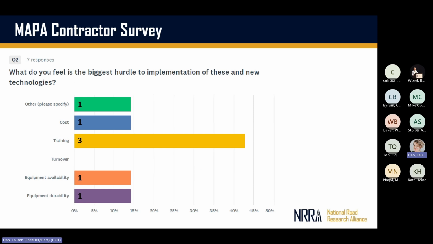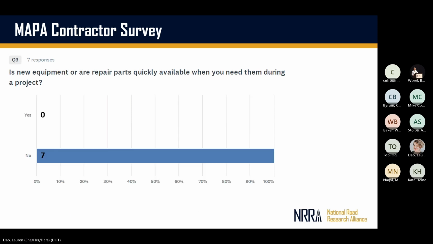Which do you feel is the biggest hurdle to implementation? This was sprinkled around, but like George said, training seems to be the biggest hurdle to implement this. Now this one was a little surprising: is new equipment or are repair parts quickly available when you need them during a project? Because like I said, there's downtime, and this could be wires. There are countless things out in the elements and things break down, whether it's just a physical connection.